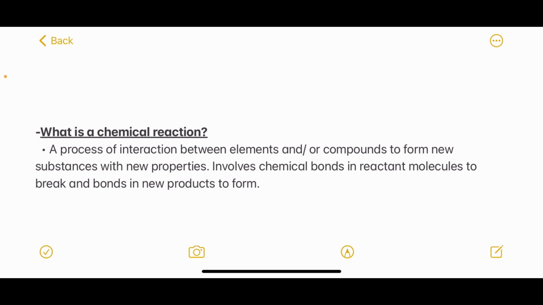In addition, it means that it involves breaking of the reactant bonds. So the bonds in the chemical reactant basically break down, and the bonds in the new products are formed. So once they break, they kind of wiggle around and reattach with different ones to form new products.